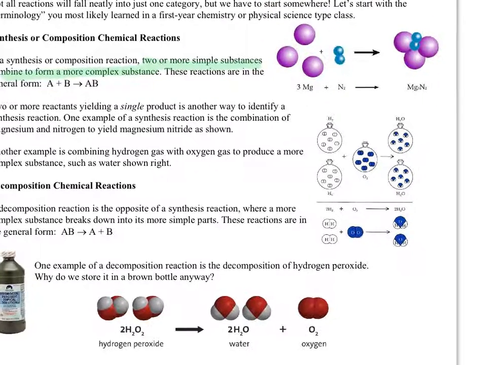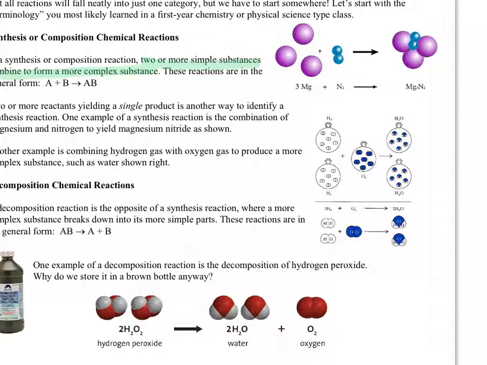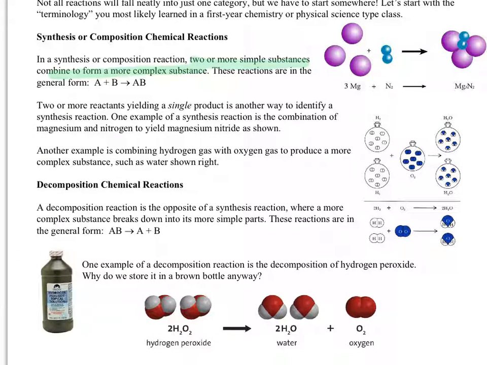Over on the right hand side, our picture shows magnesium as single atoms, a nitrogen gas molecule, and then they recombine and form this magnesium nitride. Perhaps the most common synthesis reaction is when we combine hydrogen gas and oxygen gas to produce water, shown here on the right. And we need 2 hydrogen atoms for every 1 oxygen atom. They recombine, make these water molecules over on the right-hand side, and we need some kind of energy or spark in order to create that water.